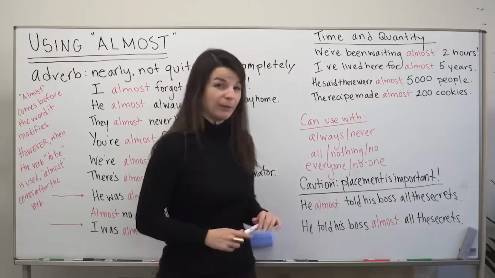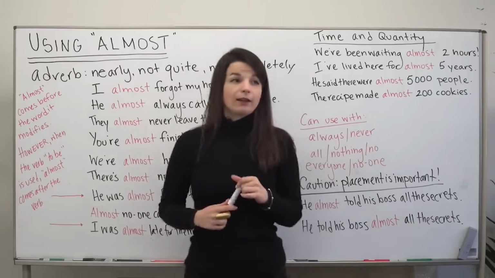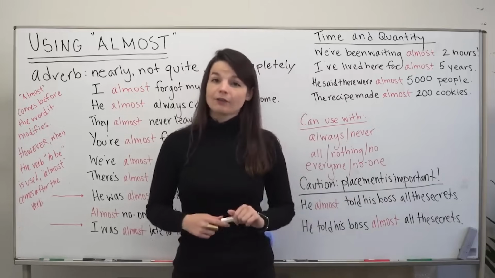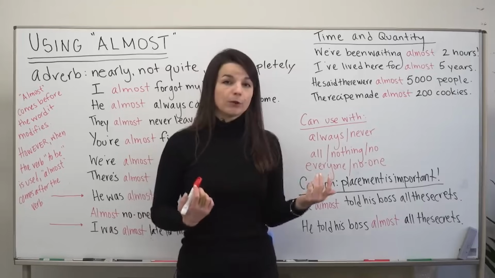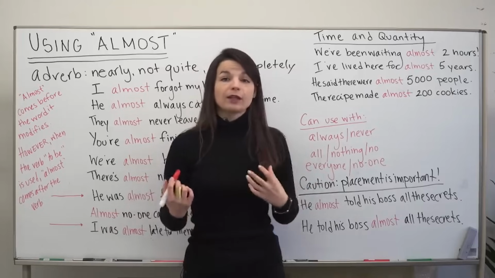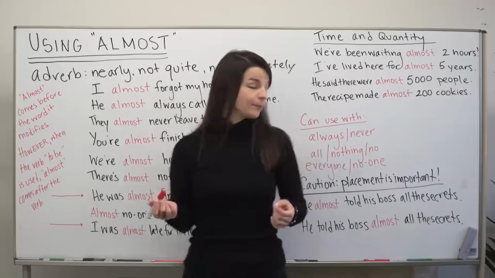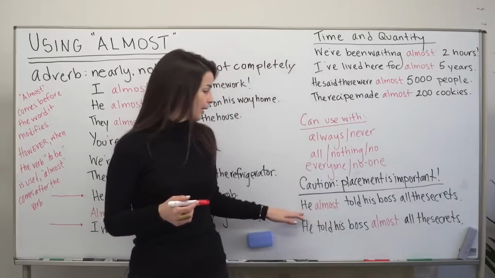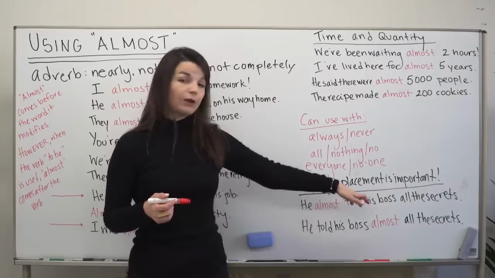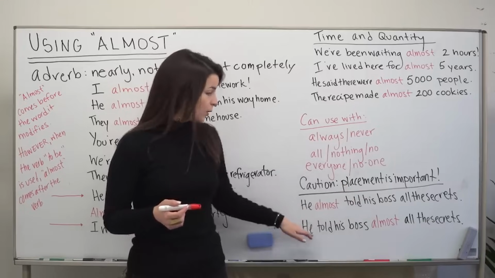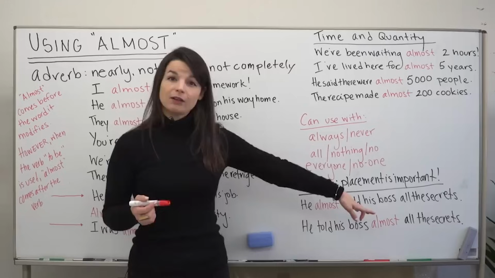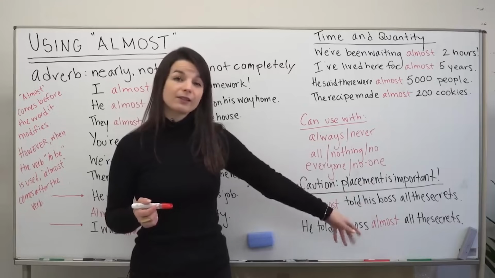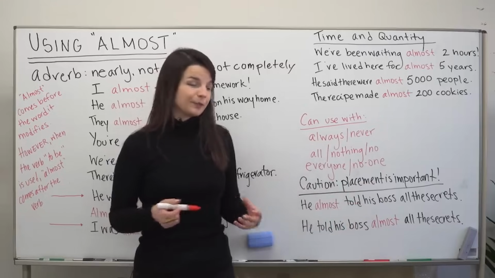The last thing I want to mention in this lesson is a word of caution. Just be careful about where you place almost in a sentence, because it can really affect the meaning of the sentence. So here, let's look at two very similar sentences. 1, he almost told his boss all the secrets. And 2, he told his boss almost all the secrets. These are very different sentences, but they seem very similar.